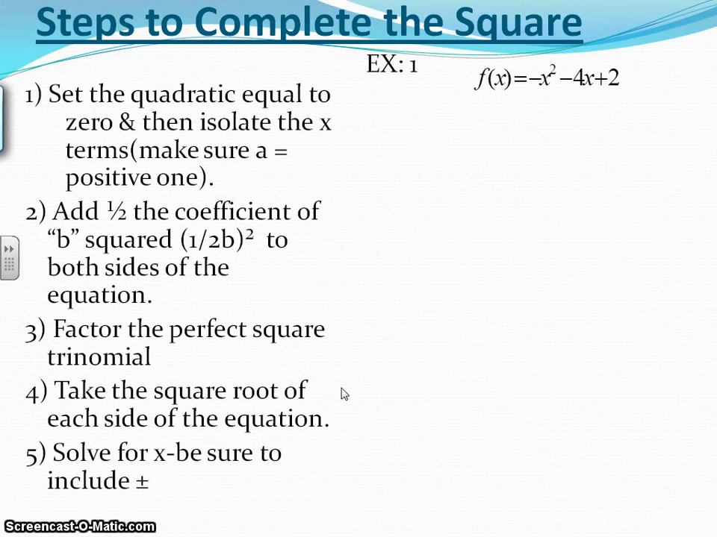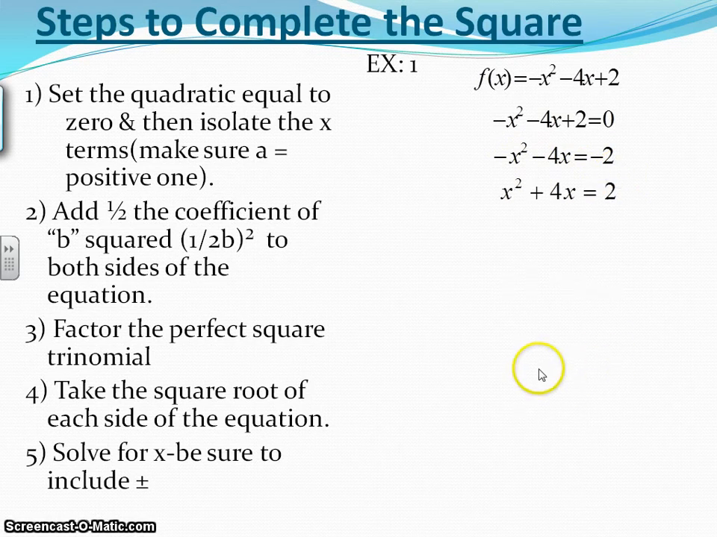Example 1, we have an equation, f of x equals negative x squared minus 4x plus 2. We take the quadratic and we set it equal to 0 and we get the x terms by themselves, which in this particular case means that I'm going to move the 2 from the left over to the right, giving me negative x squared minus 4x equals negative 2. Along with this step, we always have to make sure that a is equal to positive 1, so we'll divide through by what? Correct, negative 1, giving us x squared plus 4x equals 2.